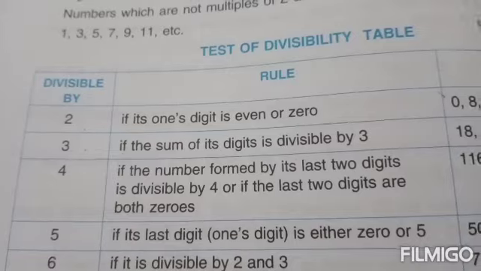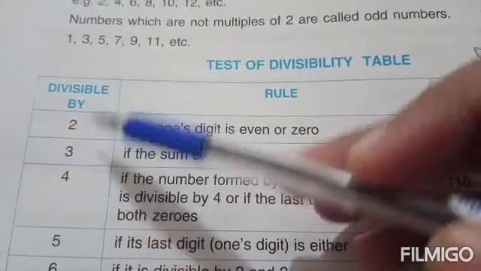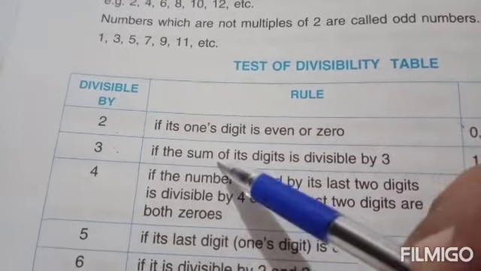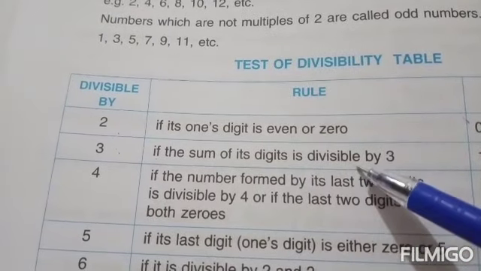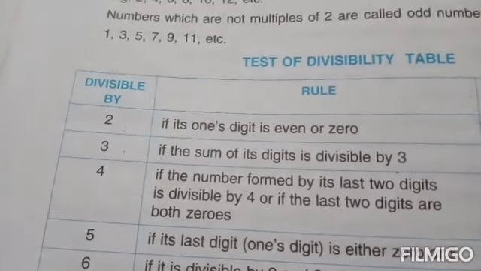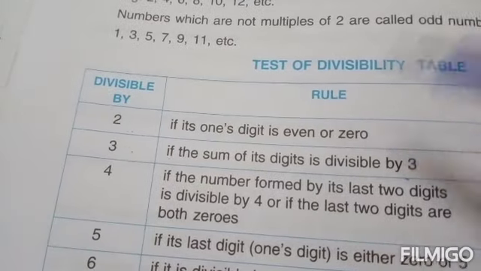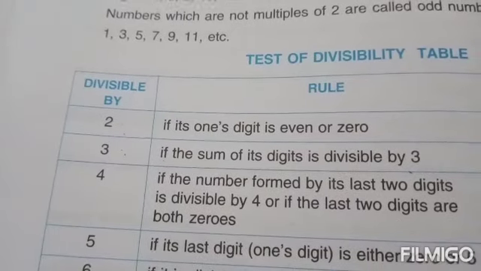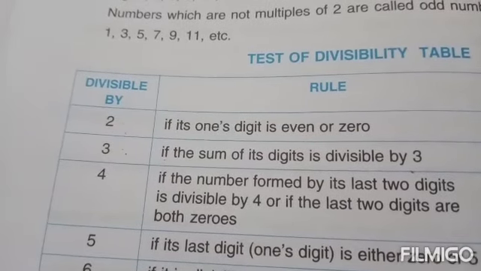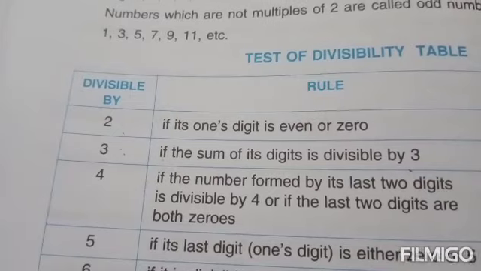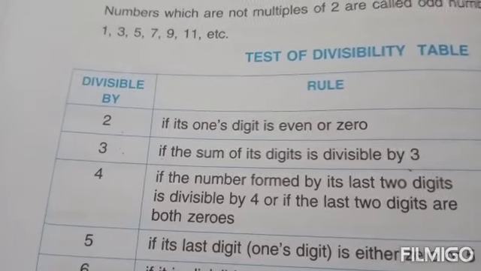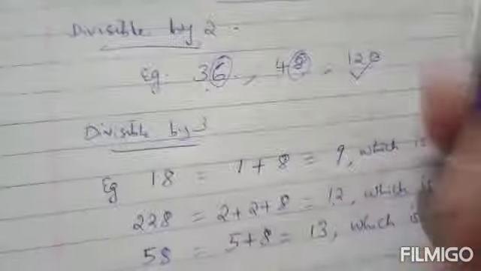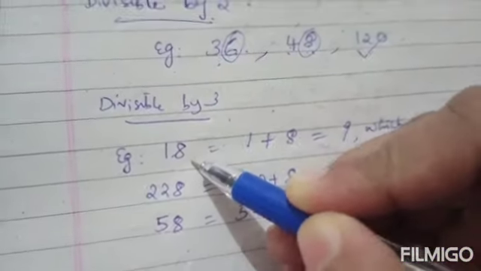Next, 3. A number is divisible by 3 if the sum of its digits is divisible by 3. So if you are given a number, you have to first find the sum of the digits of that number. Then you have to find whether that sum of the digits is divisible by 3. So let's take example 18.